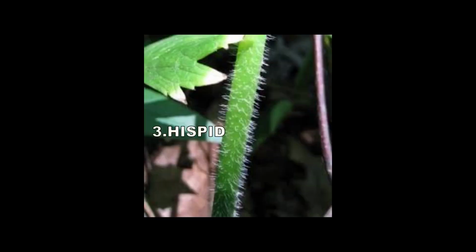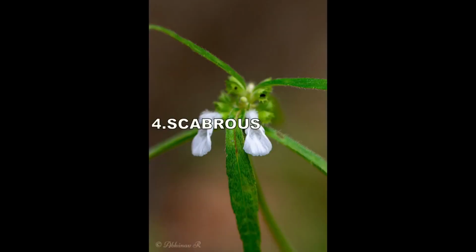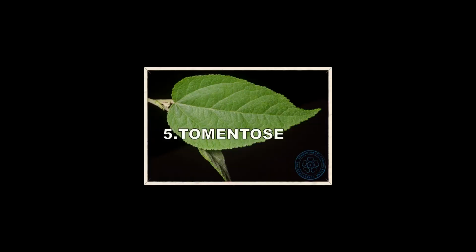And the third one is hispid. Here surface is covered with rough and stiff hairs. And the fourth one is scabrous. Here the surface of leaf is rough due to the presence of short and stiff hairs. And the next one is tomentose. Here surface of the leaf is covered with densely matted soft hairs.